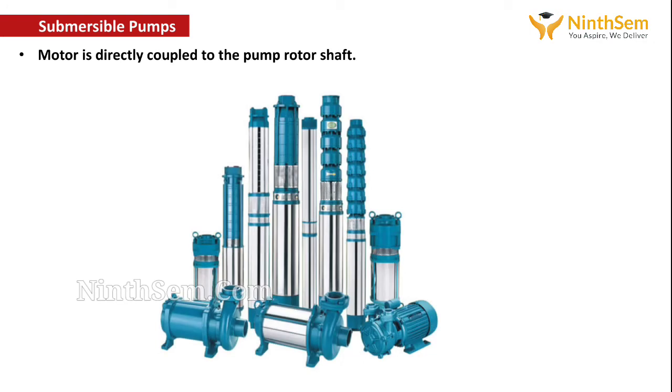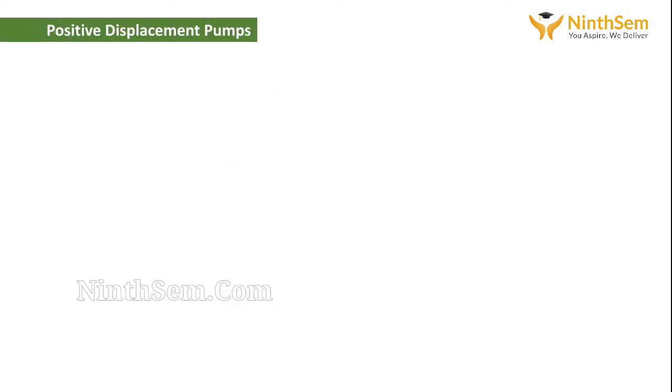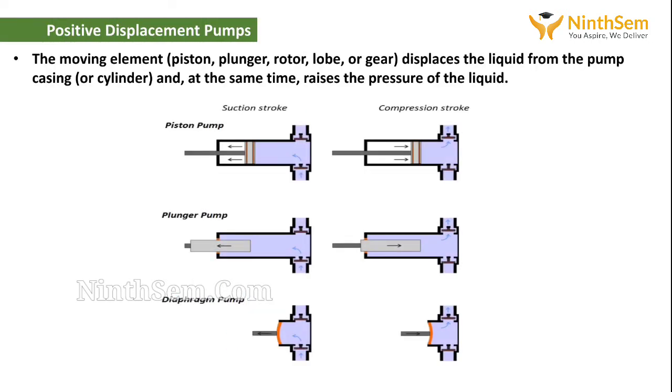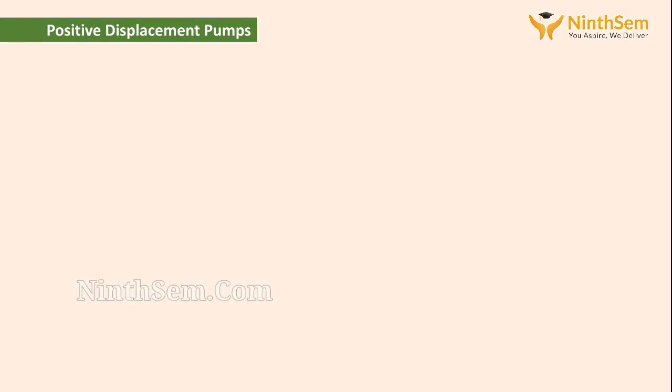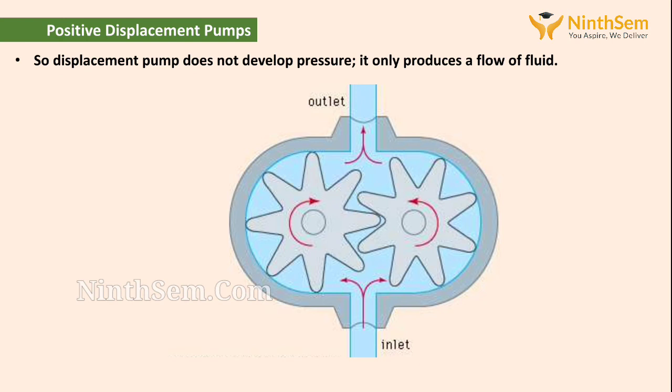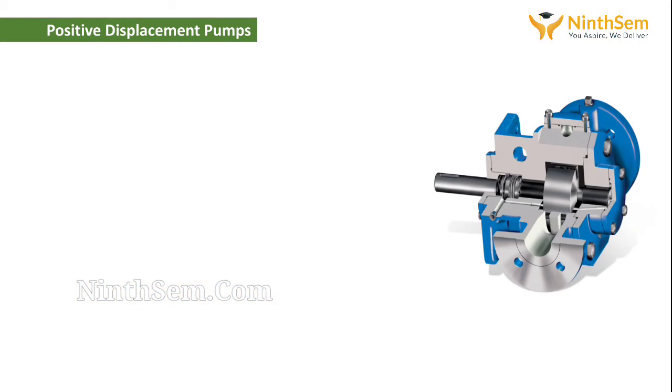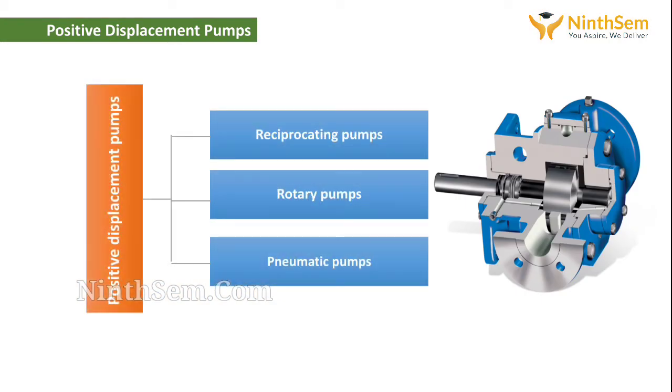Next we will discuss the positive displacement pump. In positive displacement pumps, the moving element displaces the liquid from the pump casing and at the same time raises the pressure of the liquid. A displacement pump does not develop pressure, it only produces a flow of fluid. Positive displacement pumps are subdivided into three main categories: reciprocating pump, rotary pump and pneumatic pump.